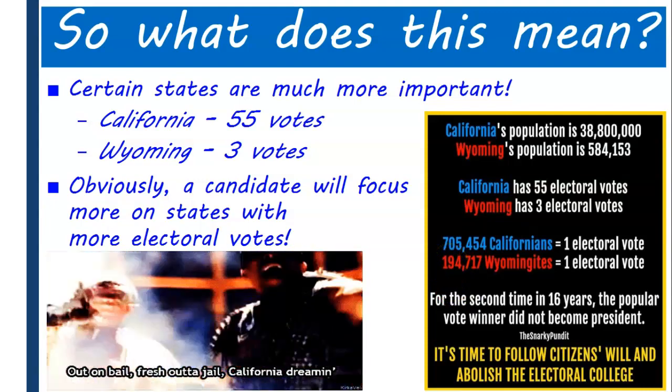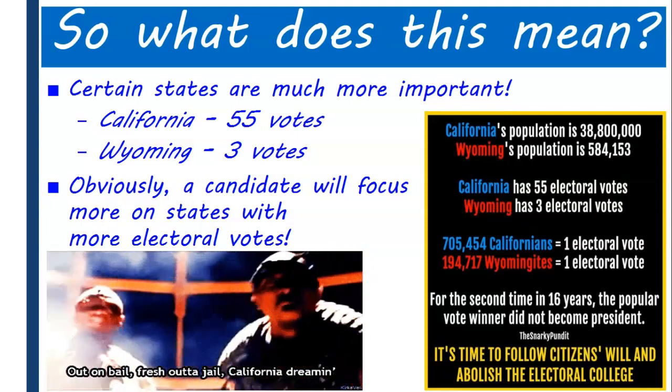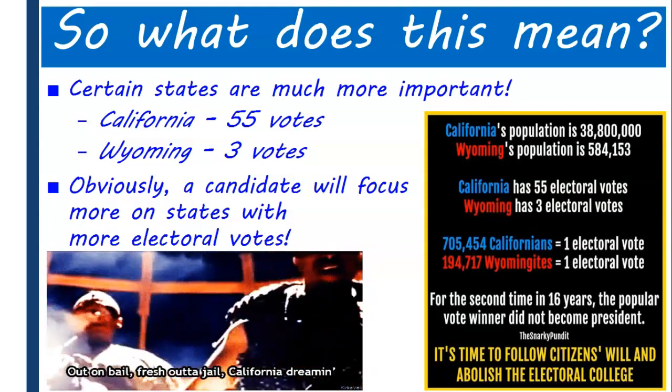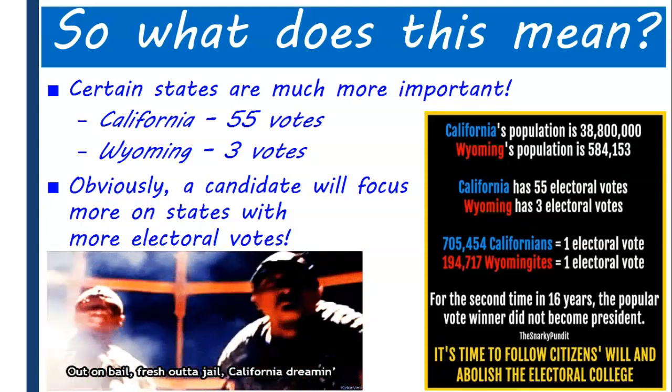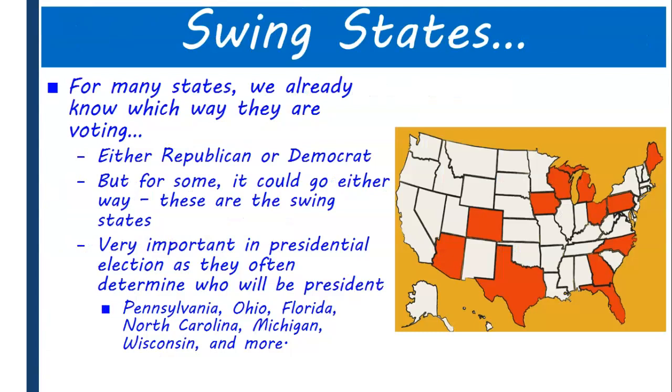Certain states are much more important. So obviously California with more people has 55 votes. Wyoming just has 3 votes. And what happens is a candidate will focus on these states that are swing states that can go either way. For most states, maybe not most states, but for like 2/3 of the states in the country, we already know which way they're voting. They're going to go Republican or Democrat.